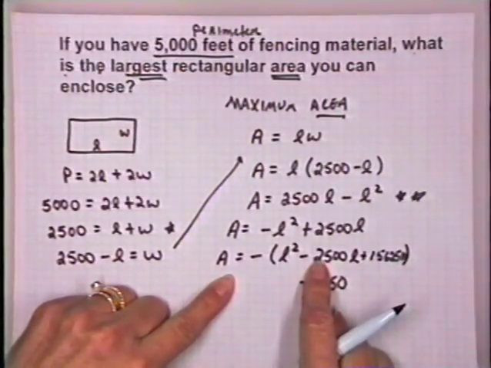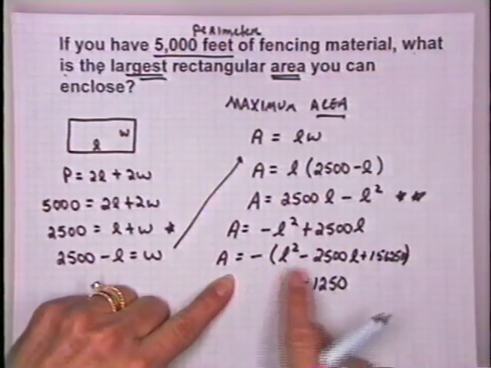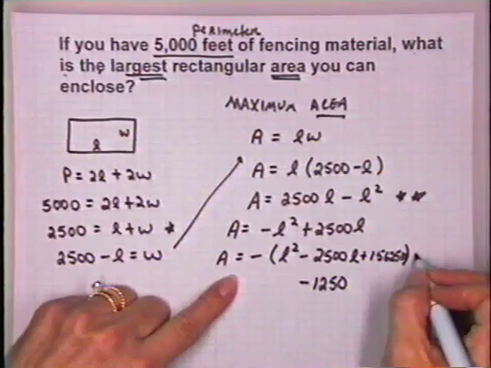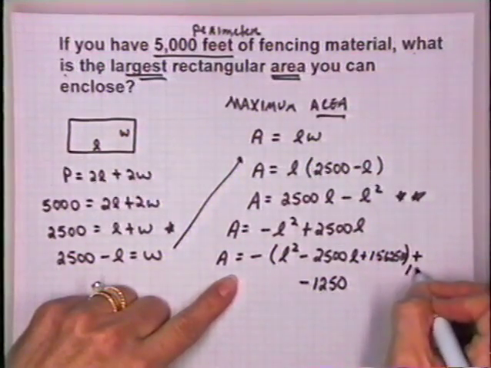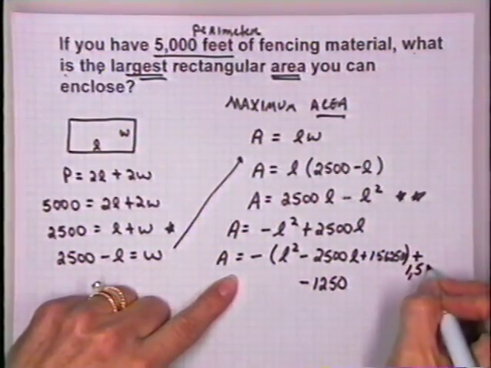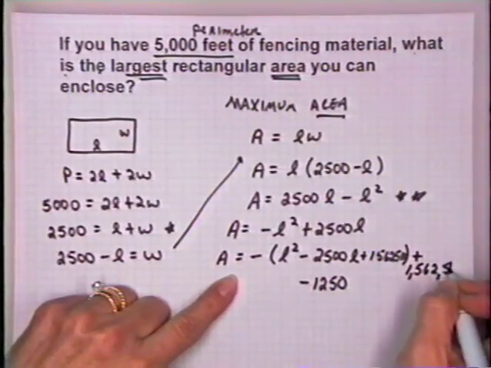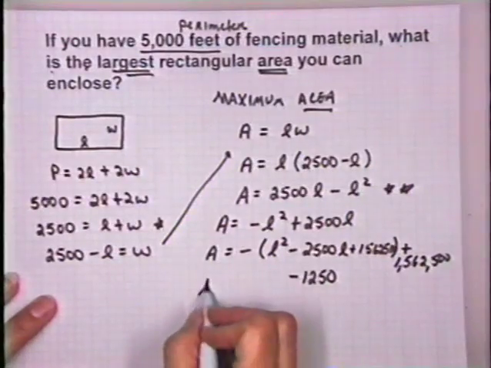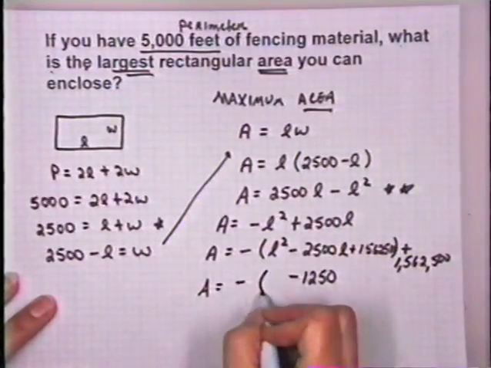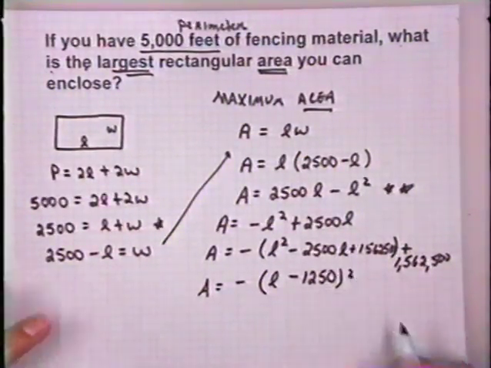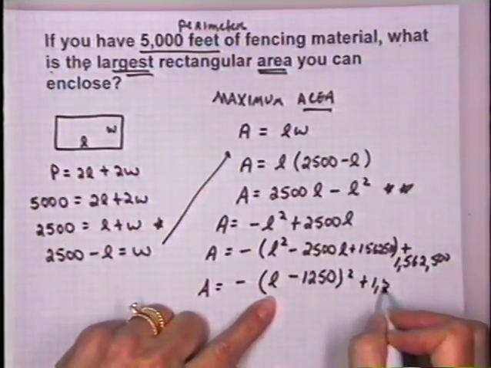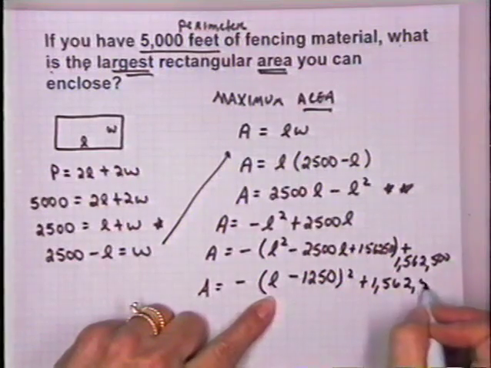Notice if I remove my parentheses, I have minus L squared. I have plus my 2,500 L. I have a minus this 1 million stuff, so I need to do what? Plus 1,562,500. I'll sort of write that down there. Okay, now let's see if we can rewrite this. I'm going to bring down my negative. This should be L minus 1,250 squared, and I'm going to bring down that plus 1,562,500.